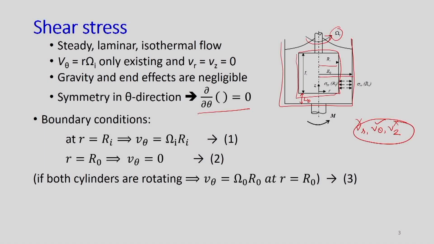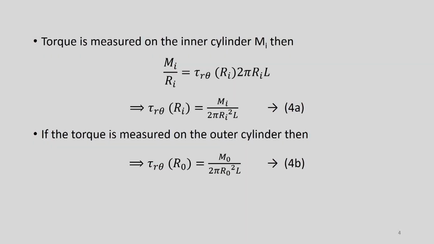Here the inner cylinder at r equals Ri is rotating with angular velocity omega I, so the velocity V theta would be omega I into Ri, whereas the outer cylinder at r equals Ro is stationary, so V theta is 0. However, in some geometries it is also possible that both cylinders may be rotating at different rotational velocities. In such a case, at the outer cylinder, at r equals Ro, V theta would be omega O times Ro. Now let us do the force balance on the inner cylinder surface, because the inner cylinder is rotating.